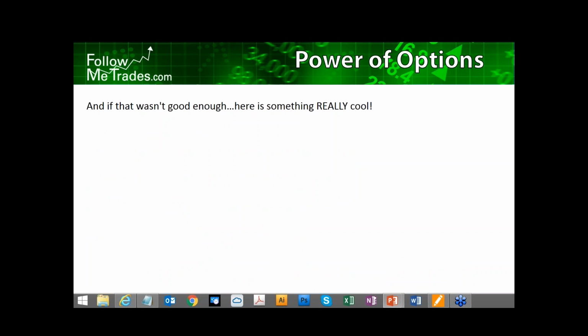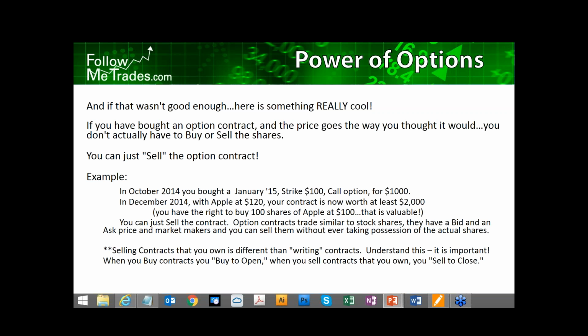If that's not good enough, if the fact that you can get this incredible leverage, like in that example 1 to 10, where you can have $1,000 on the table and get the profit from $10,000 of Apple stock, here's something even cooler than that. You don't have to actually exercise the contract. You don't have to actually buy or sell the shares. You just sell the contract.